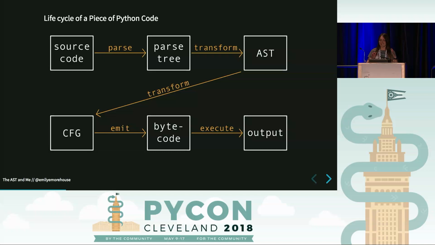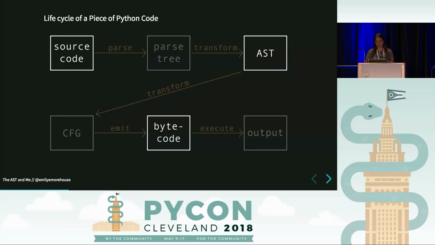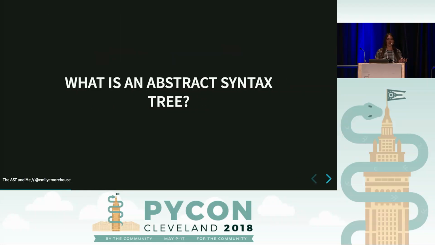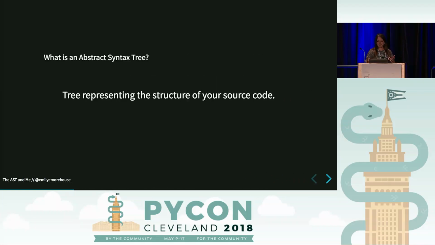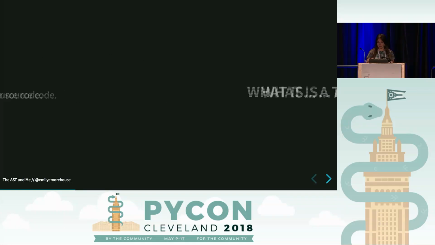Now, this is quite the intricate process with a lot of steps to it. So we're going to focus on a few key parts of this process, namely our source code, the abstract syntax tree, and our bytecode. So what actually is an abstract syntax tree? Simply, it's a structural representation of your code in a tree format, where every node represents a different type of language construct, such as an expression, a statement, a variable, a literal, anything like that.